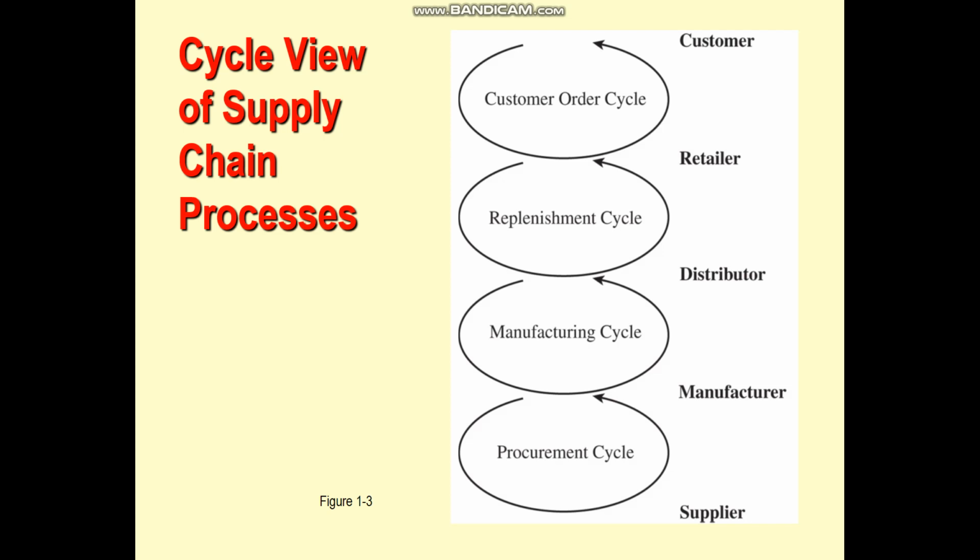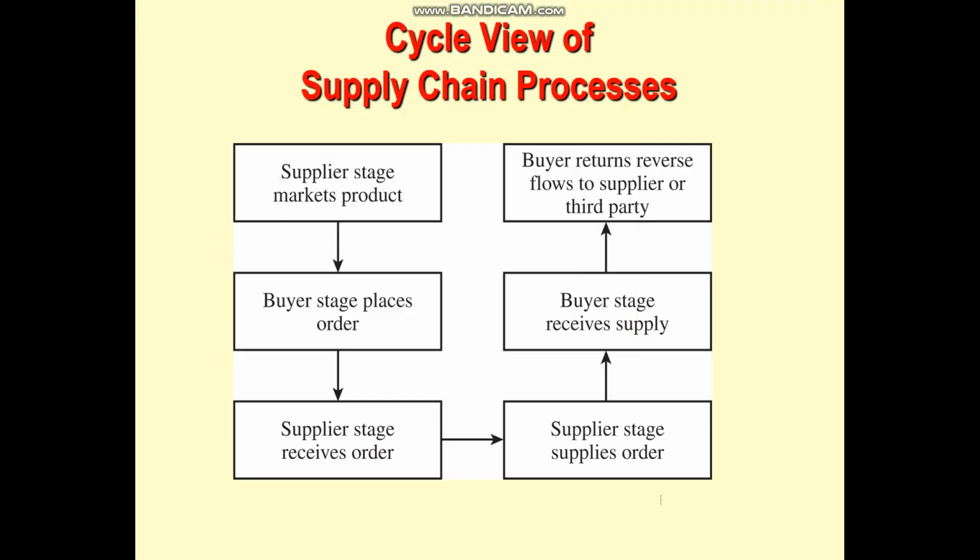So in the cycle view we have four big cycles. The first one is the procurement cycle. The second one is the manufacturing cycle, then the replenishment cycle, and the customer order cycle. And in one cycle we separate it into 6 small stages. The first one is the supplier stage. The supplier will market their products. They will launch the new product to the market.